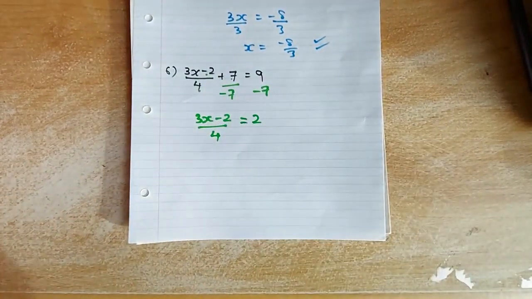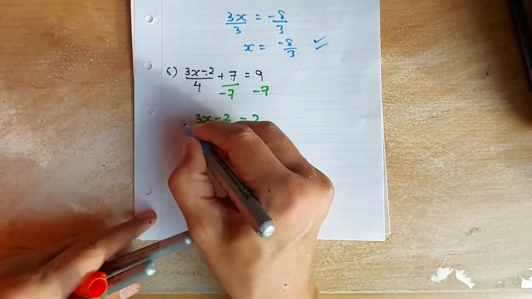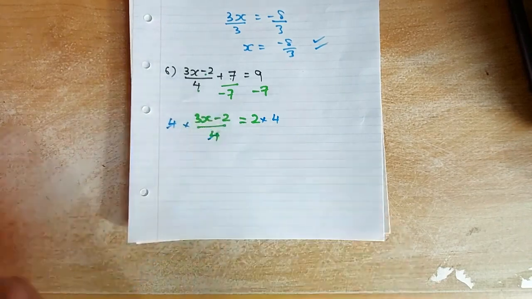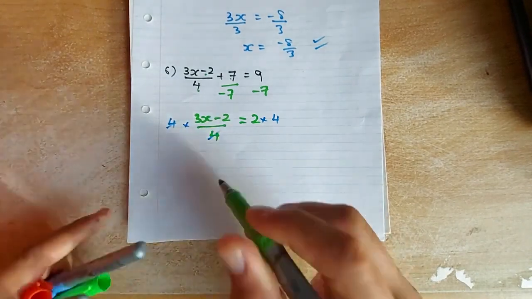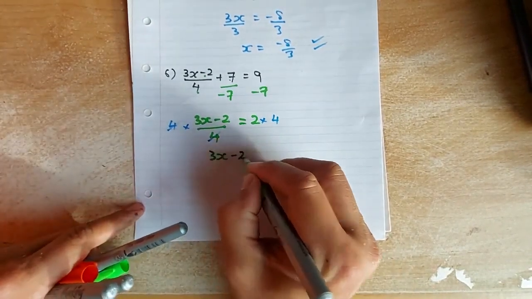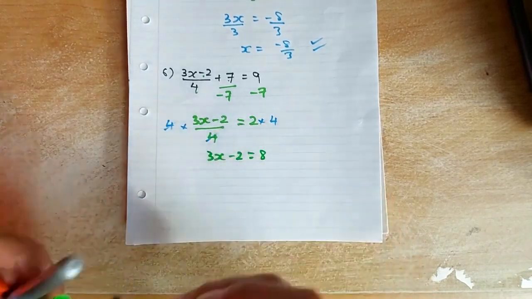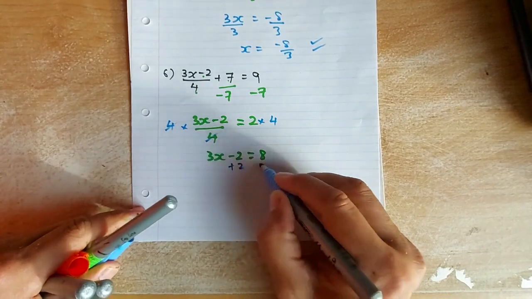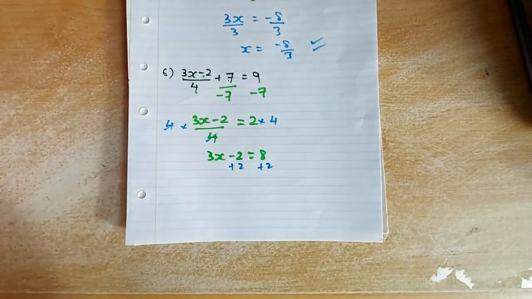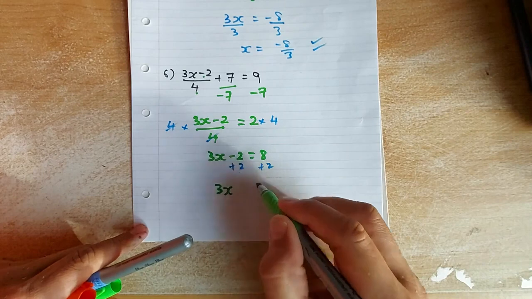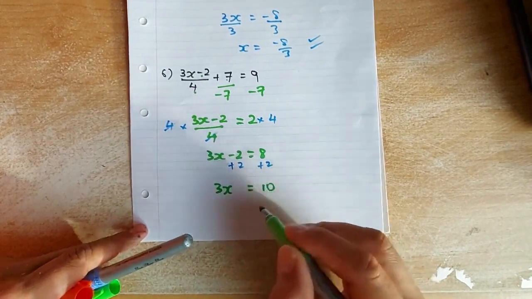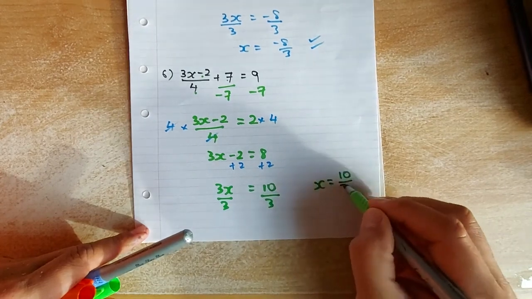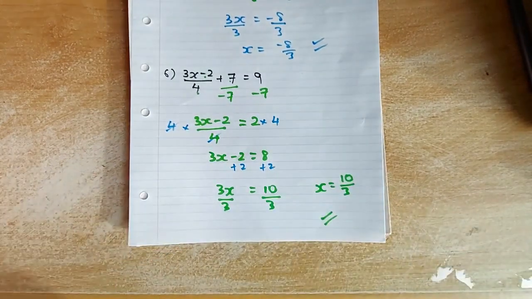The next intruder we're going to do is get rid of the 4. To do that, we multiply by 4. So when we multiply by 4, the 4 and 4 will cancel out. So what's left is going to be 3x minus 2 equals 2 times 4, which is 8. Next step, we're going to add 2. Add 2 on both sides. So 3x equals, because minus 2 plus 2 becomes 0, 8 plus 2 is going to be 10. And the last step, divide by 3. So x equals 10 over 3. And that is 2 marks.